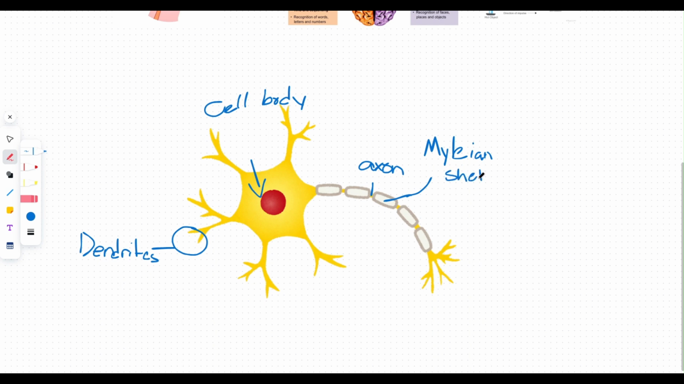I'm not sure, but a thing called multiple sclerosis is when the myelin sheath actually breaks down, resulting in a slower electrical signal. I think it's called multiple sclerosis. I'm gonna have to look into that.